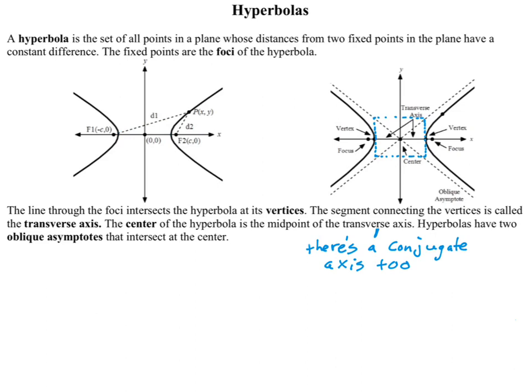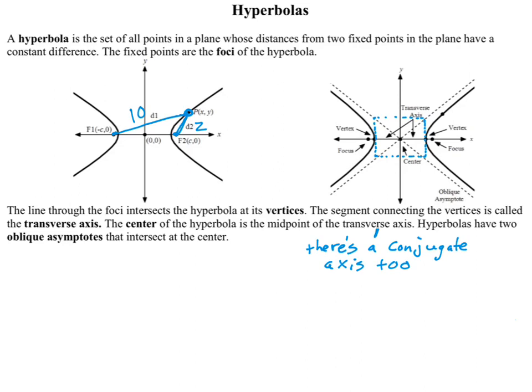Instead of all the points on the ellipse having the same sum of the distances between the foci and the points, the difference between the distances is the same. So, for example, say we got this point here, and we had these two foci. If you subtract the distances between the foci and a point on there, it's going to be the same. So let's say this distance was 10 and this distance was 2.